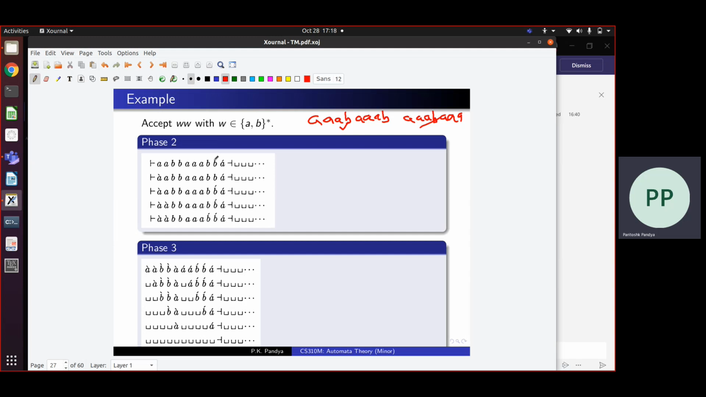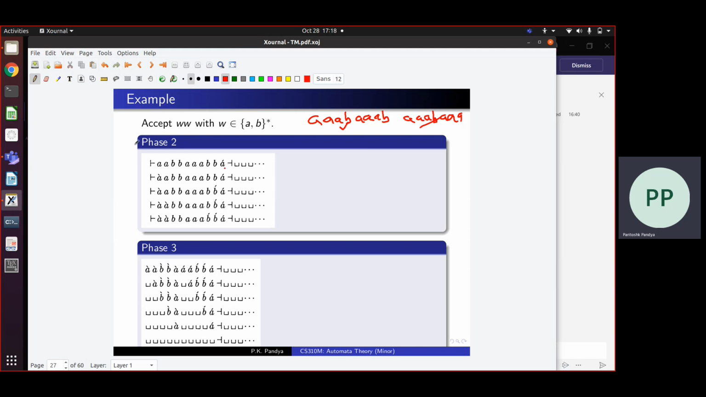How does it do it? I will just explain to you the scheme. In the initial phase, it will check that the word is of even length, by alternating in two states, and it will put a right-hand marker at the first blank. So now the input string has been enclosed between a left and right-hand marker, and we know that the string is of even length, right?